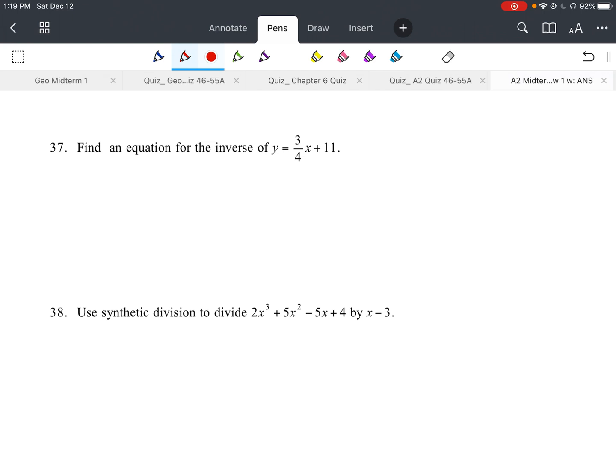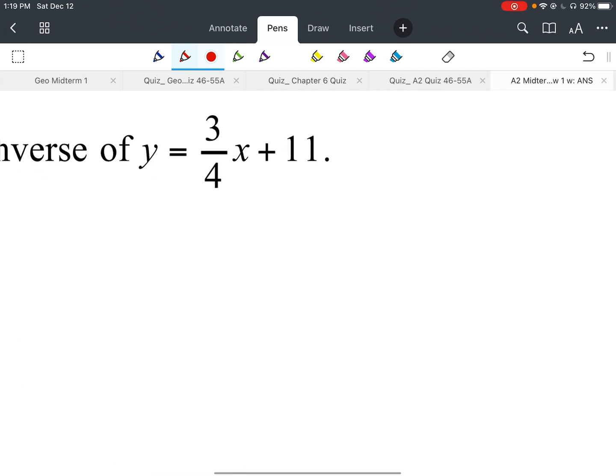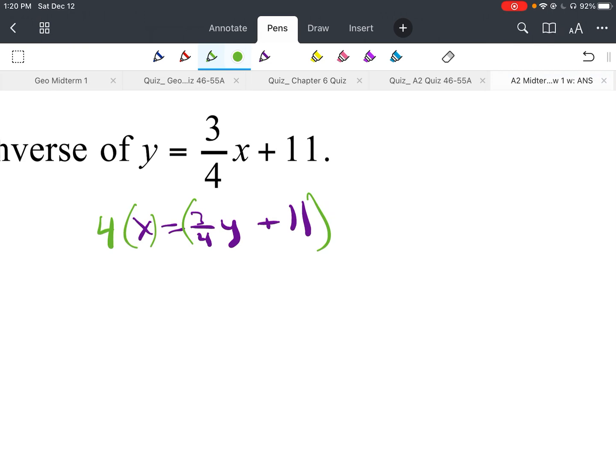All right, find an equation for the inverse of this rascal. Looks familiar. Kind of like the other one. x equals 3/4 y plus 11. So just switch those, and now just solve for y. You can do a couple things here. You probably wouldn't do this, but I'm going to do it just to show you that you can. Just to get rid of the denominator, the fraction here, I'm going to multiply everything by 4. So this one by 4, this one by 4.